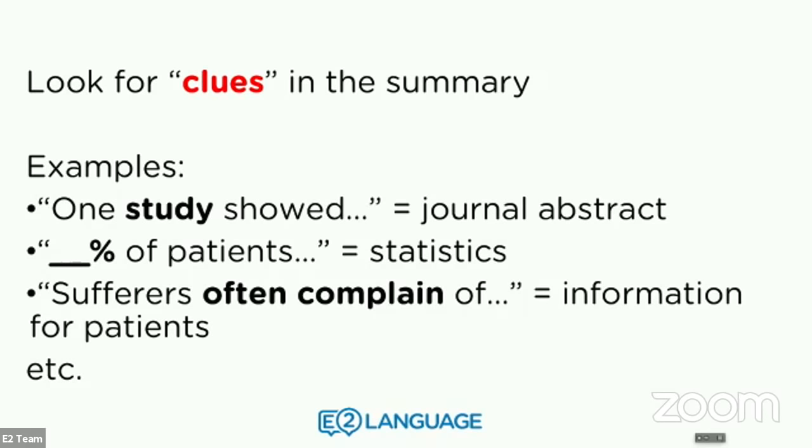Now, which text do you think you should be looking in if it says one study? Well, would you go to the Q&A? Probably not. Would you go to the statistics? Yeah, probably not. Would you go to the journal abstract? Probably. Or maybe that first sentence says something about participants or methods, or maybe it says something about control group.